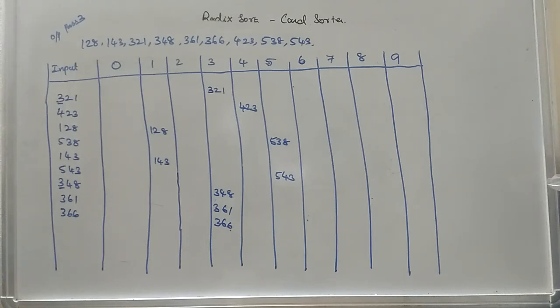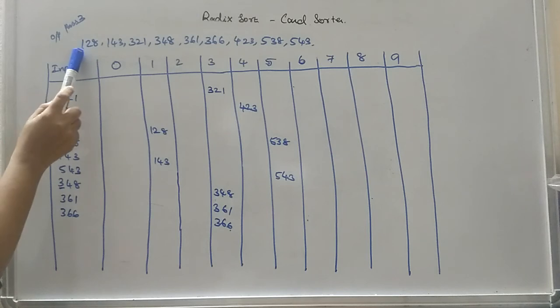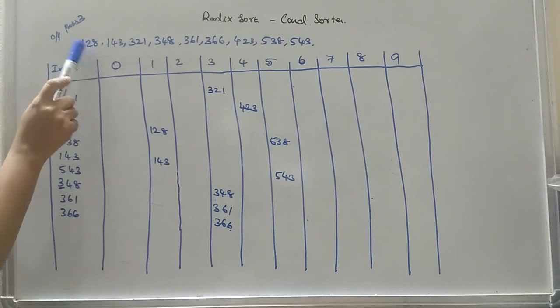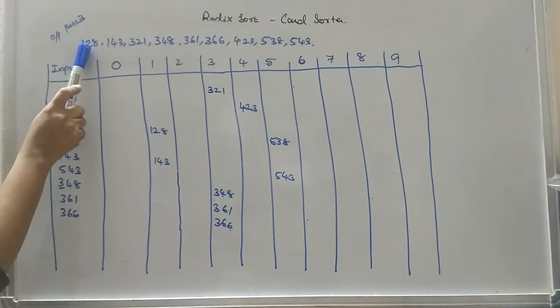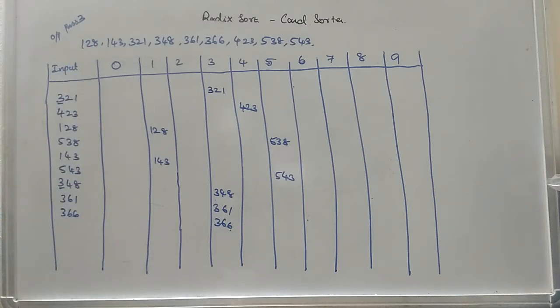In case you are using the most significant digit, by that time at first we have to consider the MSD in pass 1, and then the second digit, that is the digit present in the 10th place, will be considered for pass 2, and for pass 3 the digit present in the ones place will be considered. Okay, so you can perform the radix sort either by using the least significant digit or by using the most significant digit.